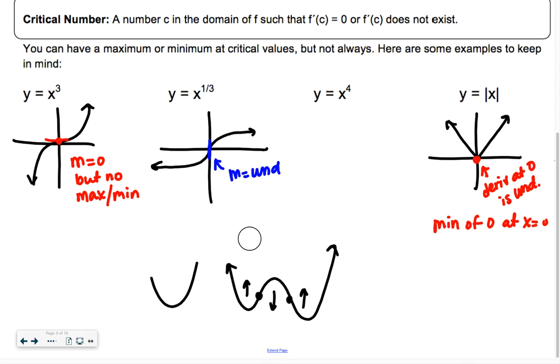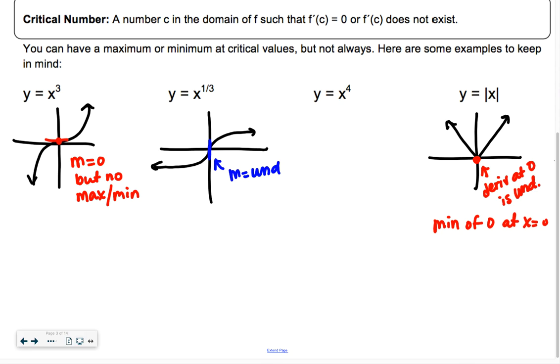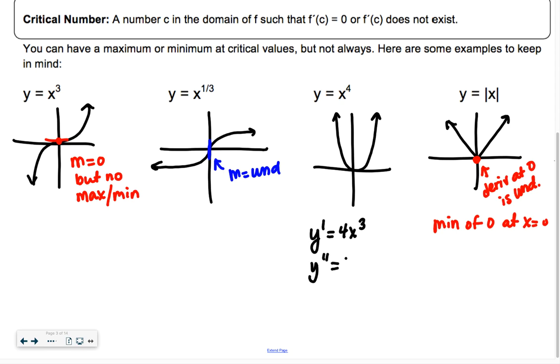And then the same thing with x to the 4th. With x to the 4th, it's kind of like an x squared graph, only it looks more flat between -1 and 1. And that's one where the second derivative, 12x squared, is equal to 0 at x equals 0. But that's not really a critical value. All right, so that will be an important calculus graph as well.